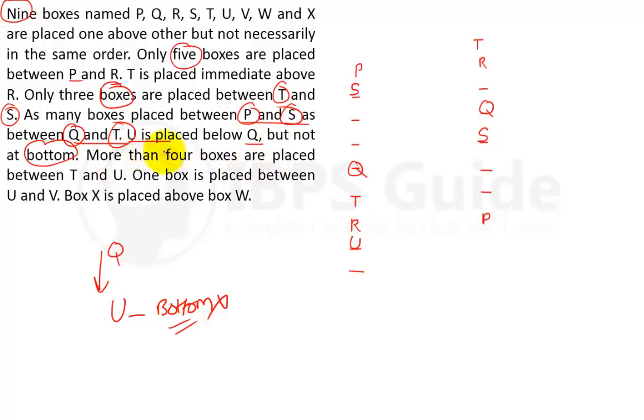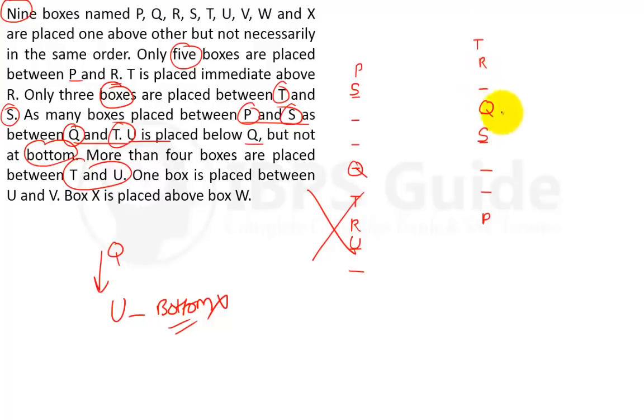More than 4 boxes are placed between T and U. So T is here, U is here. Is it satisfying this situation? More than 4 boxes are placed between T and U. No, so this case is false. T is here, and more than 4 boxes are placed between T and U. If I place U above T, that will make the number of boxes more. Then it must be below T.